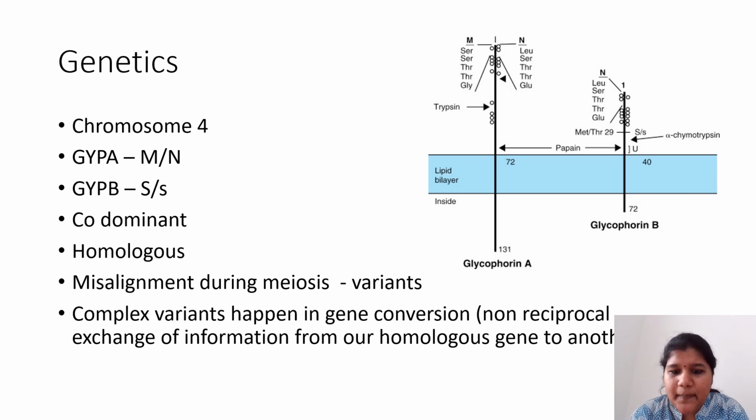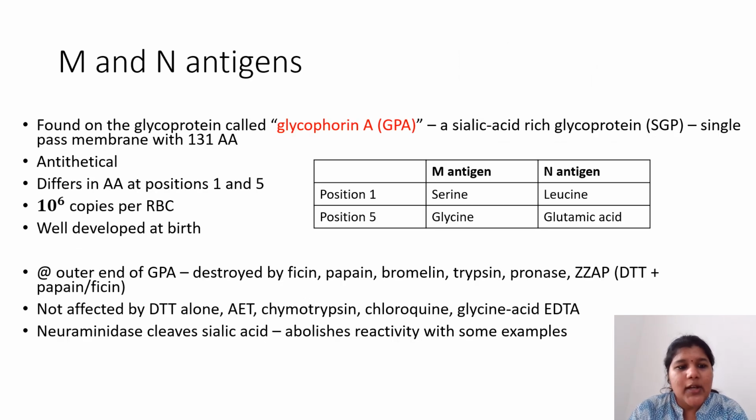So coming to this picture, this denotes glycophorin A and glycophorin B. Glycophorin A is a 131 amino acid protein and glycophorin B is a 72 amino acid protein. Both are transmembrane proteins. So M and N antigen is found on the glycoprotein called glycophorin A. It is a sialic acid rich glycoprotein. Sialic acid is responsible for the negative charge of the RBC membrane. Now this protein contains 131 amino acids.